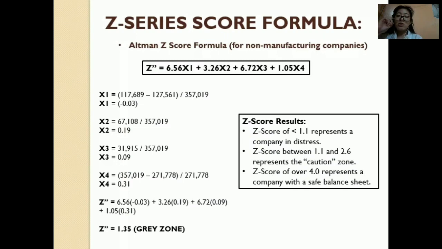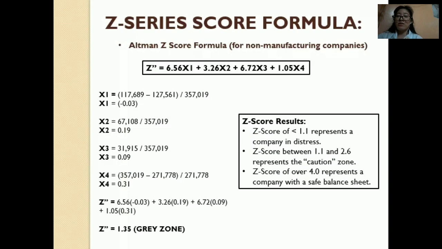To solve for X3, you need to divide the EBIT, which is 31.9 thousand, by the total asset, which is 357,000. So the value of X3 is 0.09. To get the value of X4, you need to divide the book value of equity by the total liabilities. To solve for the book value of equity, you need to subtract the total liabilities, which is 271.8 thousand, from the total asset, which is 357,000, then divide by the total liabilities, which is 271.8 thousand. So the value of X4 is equal to 0.31.